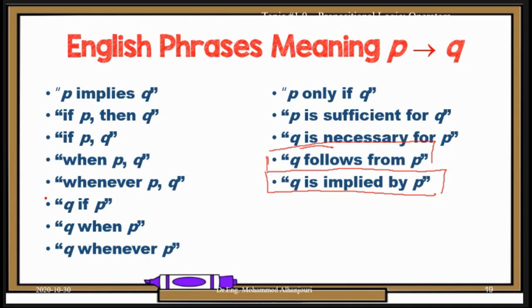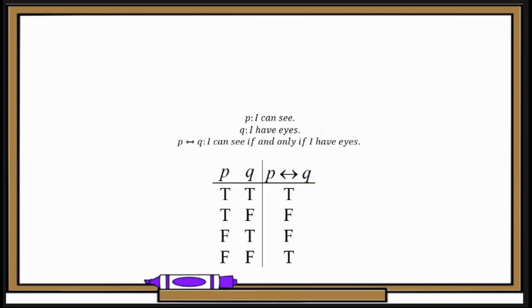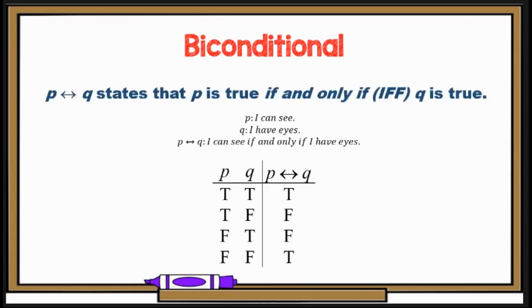Is it clear? I hope it is. Because this time we will go to the next slide, the biconditional. I hope you can still see this example. I didn't enlarge it. Sorry. So, the double arrow represents the biconditional operator. P biconditional Q states that P is true if and only if Q is true.